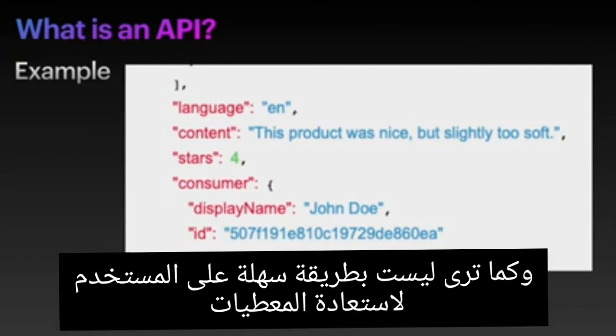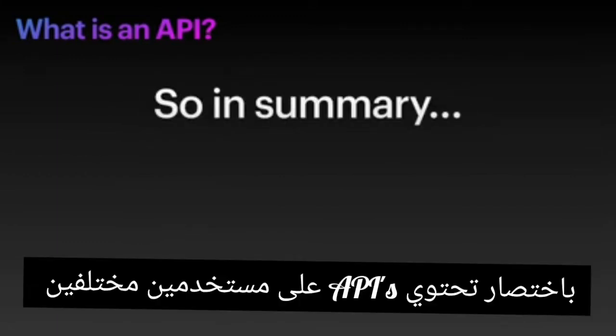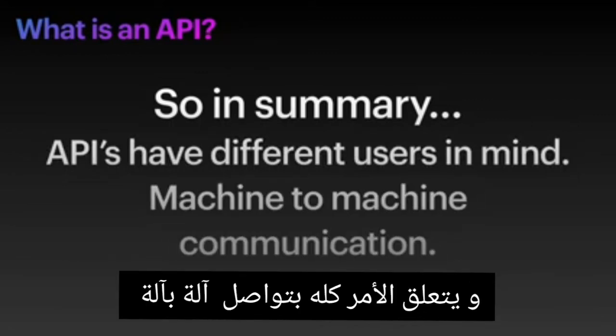And as you can see, it's not a very user-friendly way to get data back, and that's why we'd usually expose this data to a user using something like a website. So in summary, APIs have different users in mind, and it's all about machine-to-machine communication.